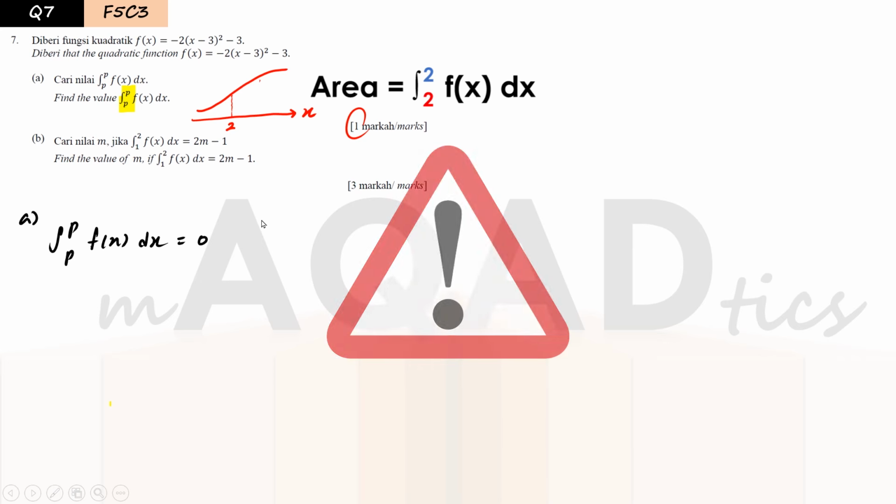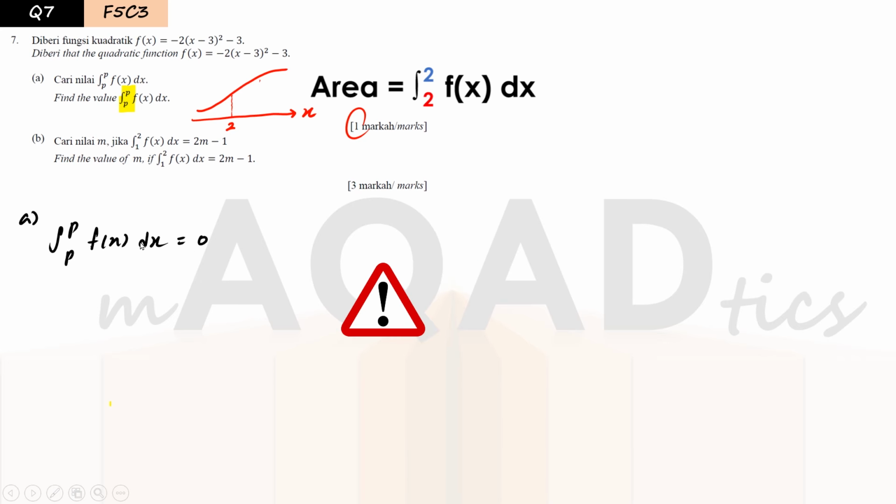So this is a thing that we need to remember. If the lower limit and the upper limit is the same, then it will have no area. No area meaning the area is 0.